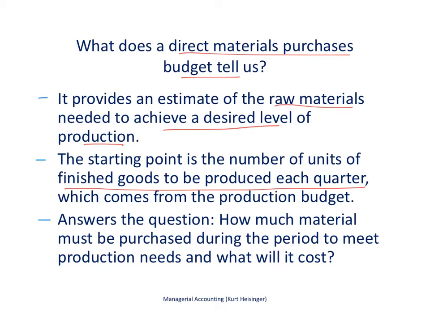The direct materials purchases budget, our focus here, answers the question, how much material must be purchased during the period to meet production needs, and then what will it cost? And that feeds into the cash budget that we talk about in a separate video. So the question we're trying to answer here is, how much material do we have to purchase during a period, and we're using quarterly periods, to meet our production needs? Well, let's take a look at how we put this together.